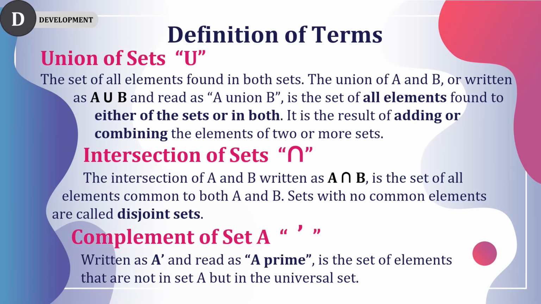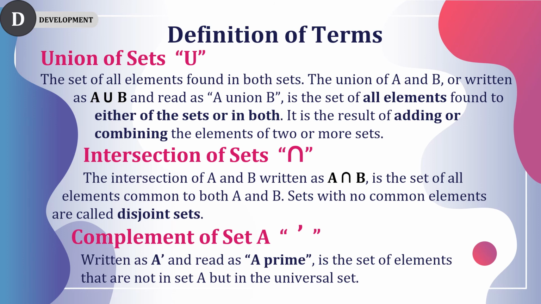Union of sets. The set of all elements found in both sets. The union of A and B, written as A U B and read as A union B, is the set of all elements found in either of the sets or in both. It is the result of adding or combining the elements of two or more sets.